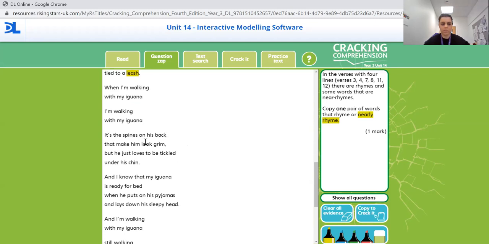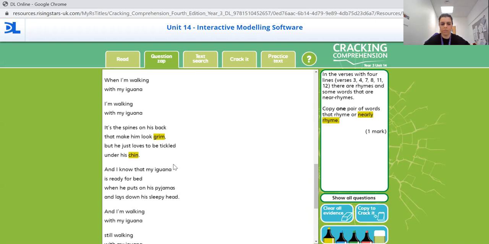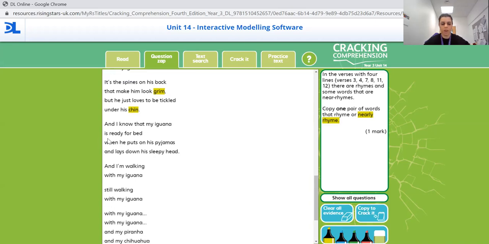It's the spines on his back that make him look grim, but he just loves to be tickled under his chin. So again, we've got grim and chin. They nearly rhyme. So they're nearly rhyming ones. And I know that my iguana is ready for bed when he puts on his pajamas and lays down his sleepy head. Bed and head.